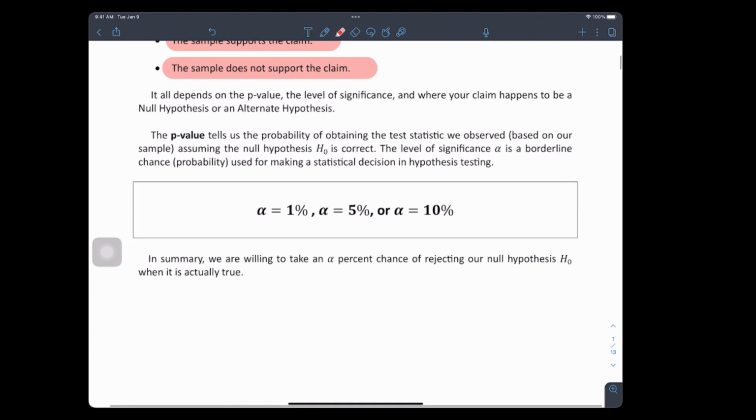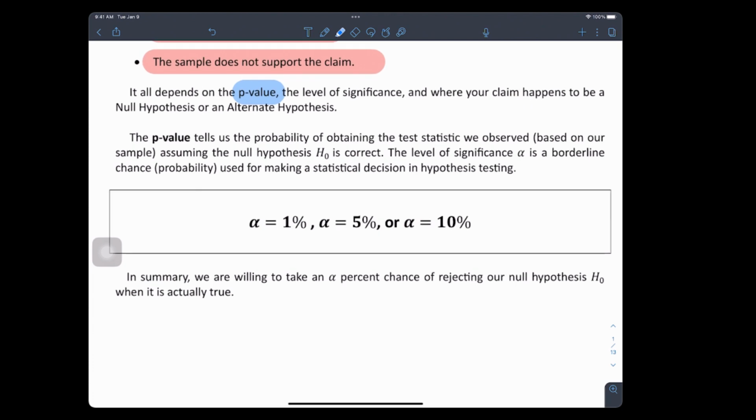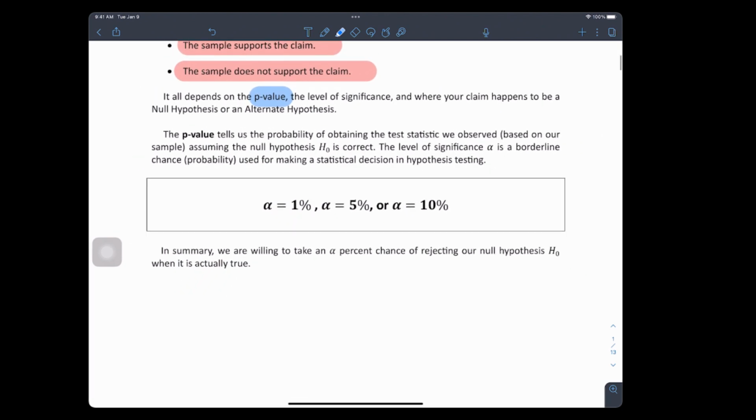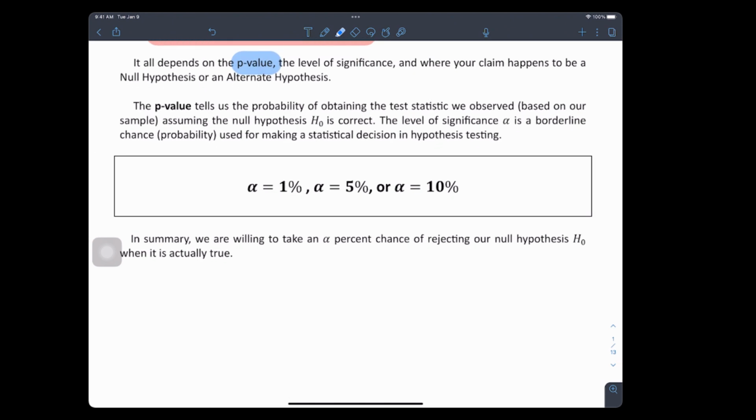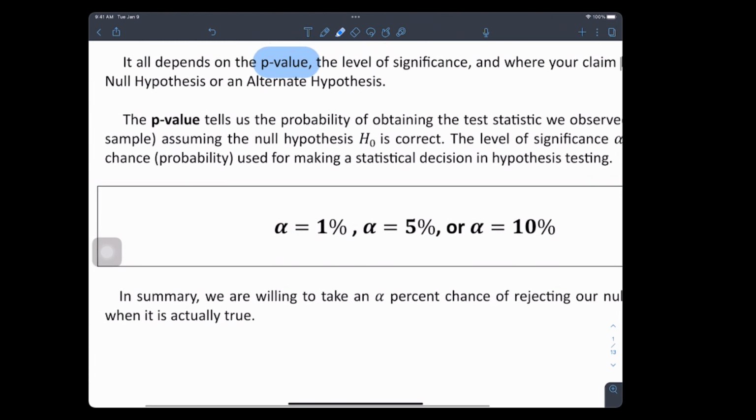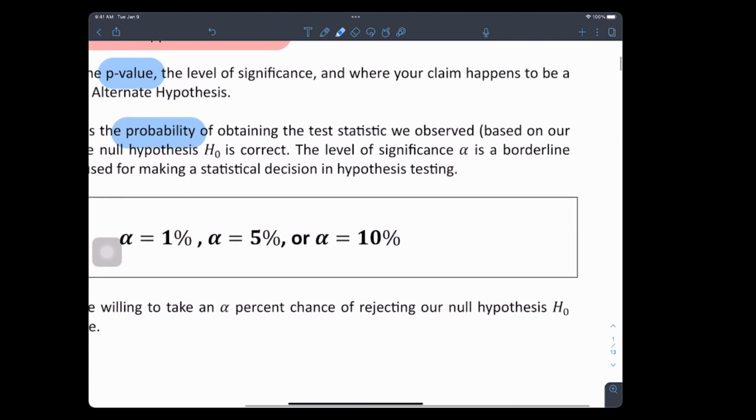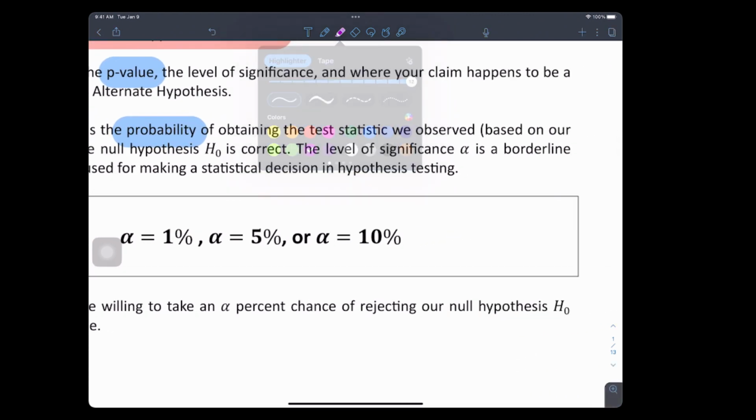Now let's read that. It all depends on the what? On your p-value. And the level of significance and where your claim happens to be, a null or alternate hypothesis. So let's focus on the p-value and say this. The p-value, ladies and gentlemen, is a probability value. That's why they call it p. It's the probability of obtaining that particular test statistic. That's what that is. It's a probability of getting that test statistic value.